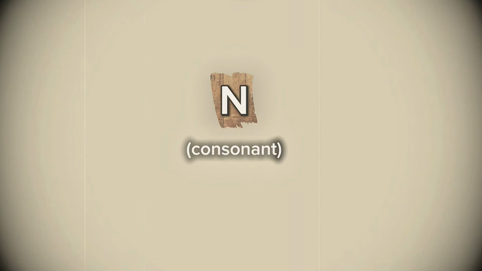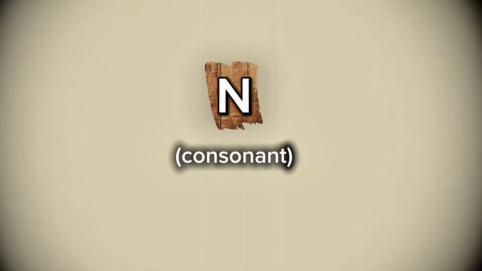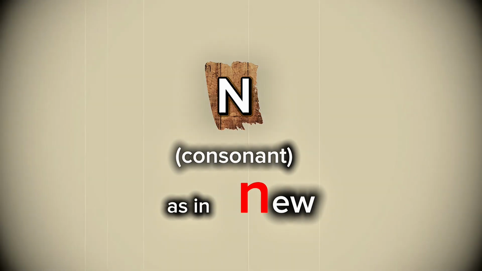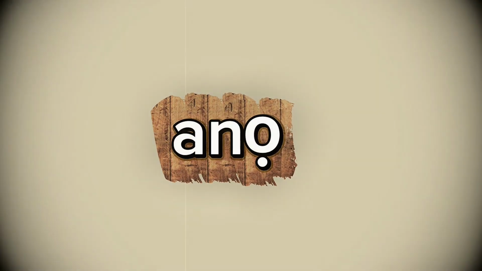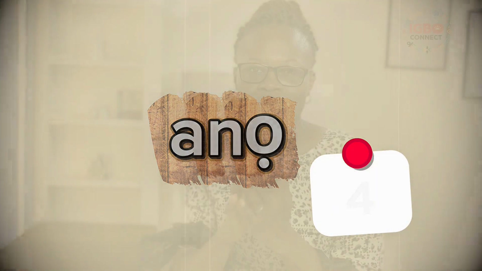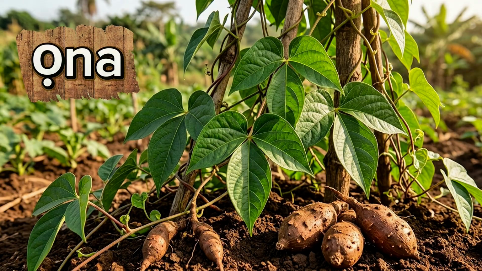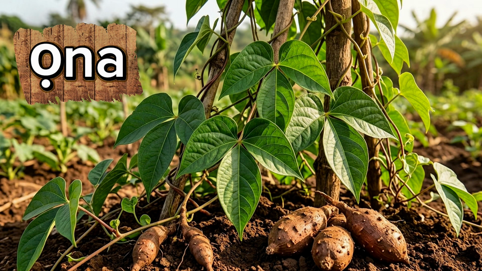Right, it is the same with the next letter, N. N is also pronounced as a consonant, as in the English word new. So we have it in Igbo words like ano, four. You also have it in Igbo word like ona. Ona is a three-leaf yam. It's a species of yam that we have here in Nigeria. Ona, three-leaf yam. All right, then you have letter N as a syllabic nasal.